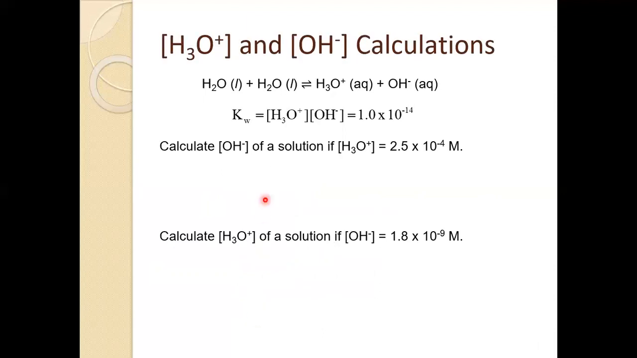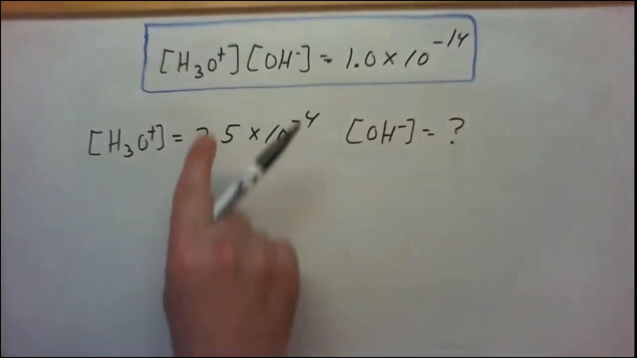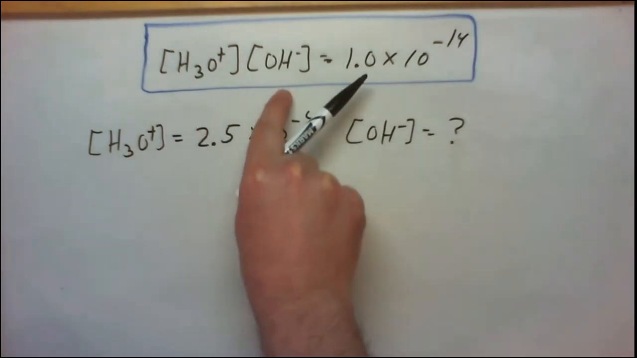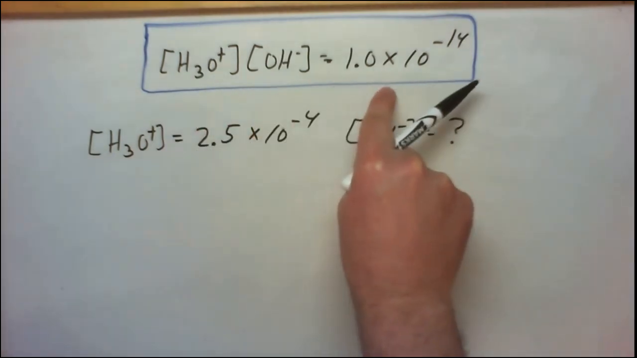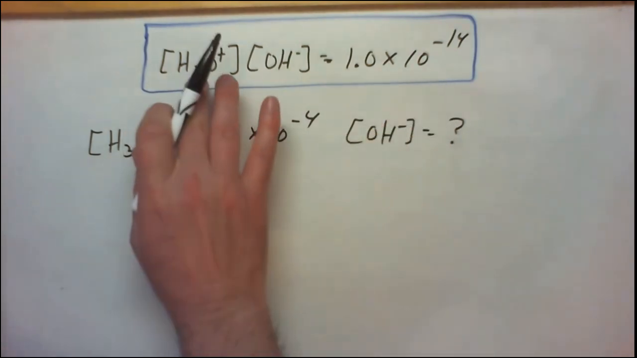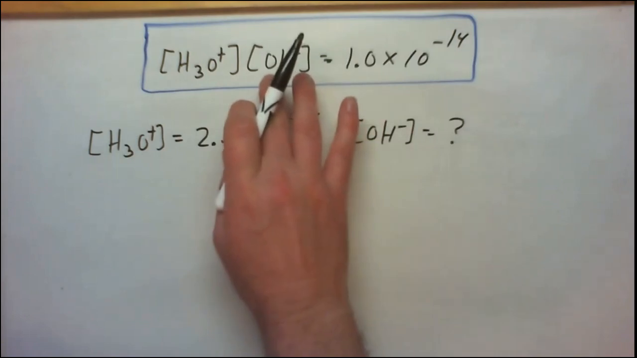So we want to end with just a couple of calculations of calculating the concentration of one, knowing the concentration of the other. The first question is: calculate the hydroxide concentration if we're given that the hydronium concentration is 2.5 times 10 to the minus 4 molar. We always have this relationship: concentration of hydronium times concentration of hydroxide will always equal 1 times 10 to the minus 14, whether it's in pure water or an aqueous solution. That's always true. So if I know one, I can always calculate the other.